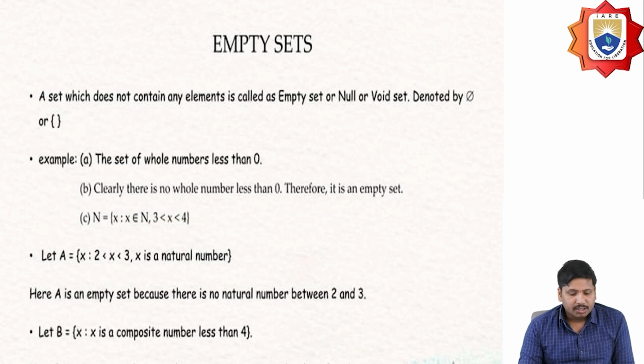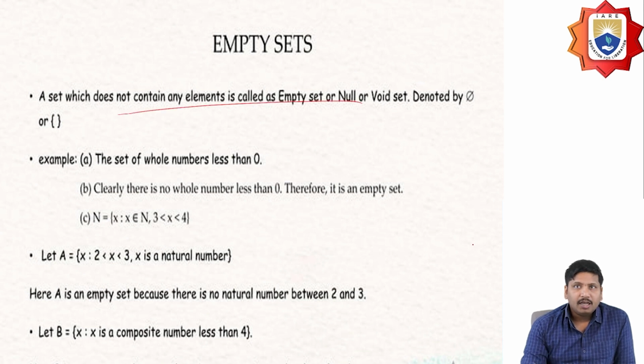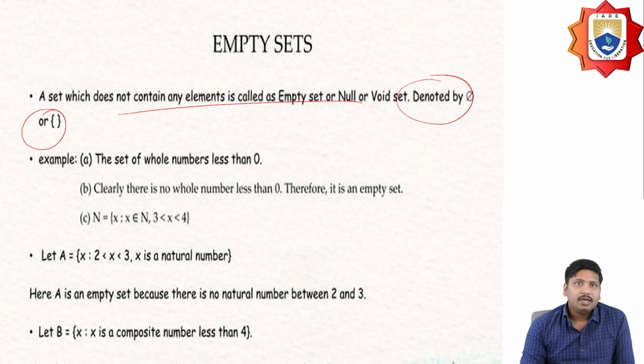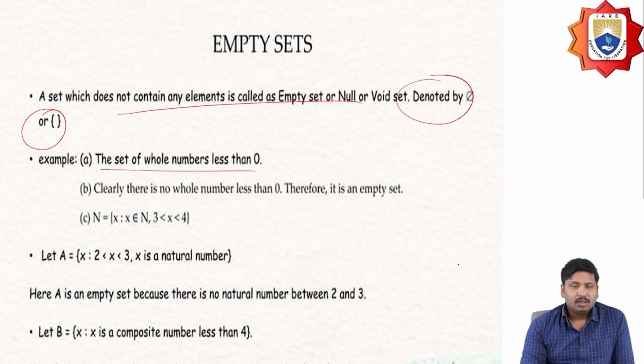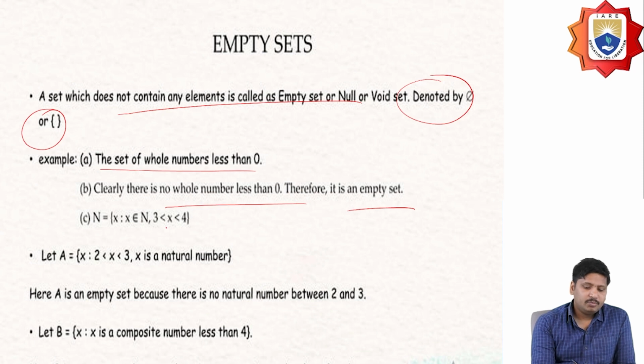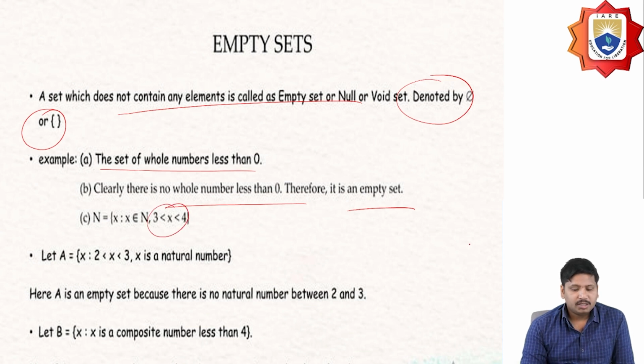And the next one is the empty set. A set that does not contain any elements is called an empty set, or null set, or void set, and that should be denoted by phi, or I can write the null set. The set of whole numbers less than 0: clearly there is no whole number less than 0, so therefore it is an empty set. And I can write x such that x belongs to N, based on the condition 3 less than x less than 4.